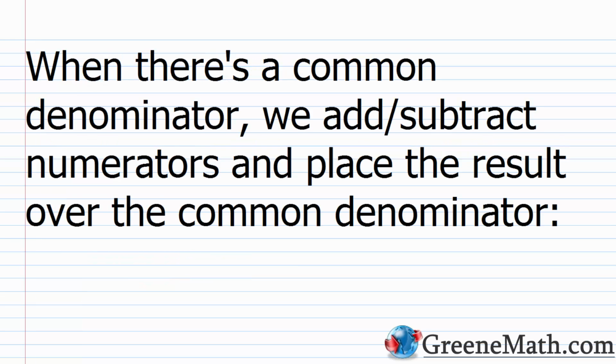So when we're adding or subtracting rational expressions, we need to first have a common denominator. It's just like when we added or subtracted fractions back in pre-algebra. So when there's a common denominator, all we need to do is add or subtract the numerators and place the result over the common denominator.